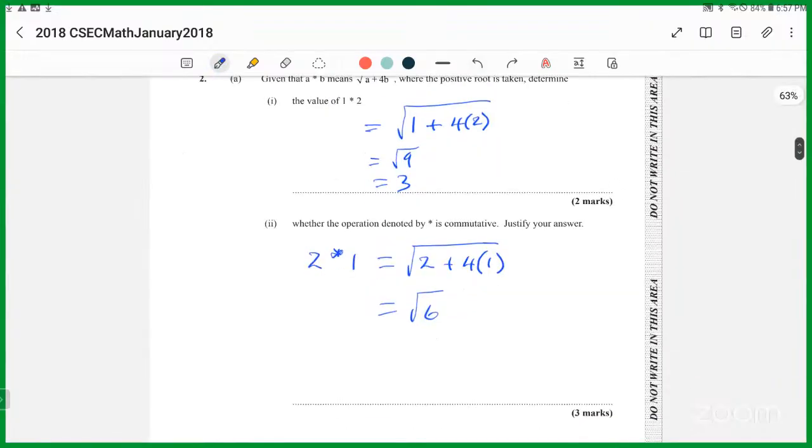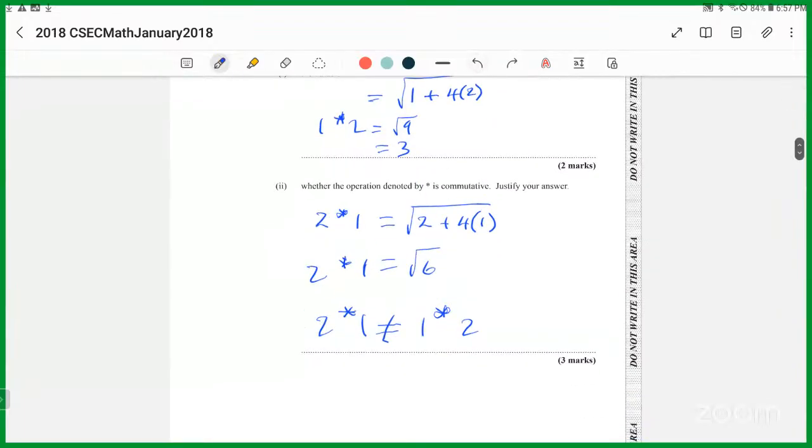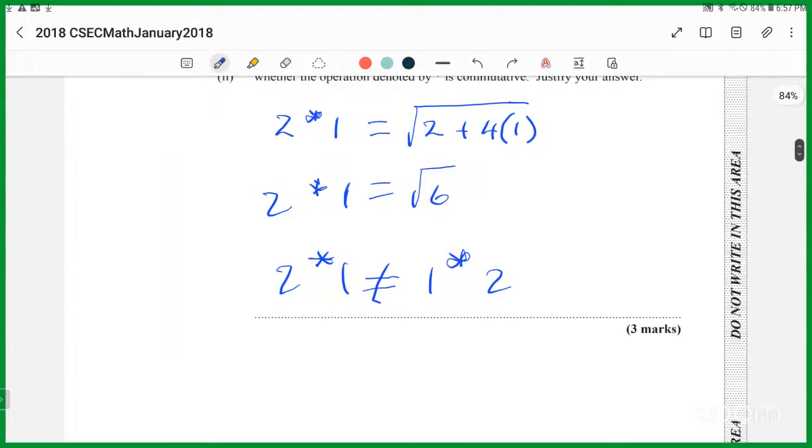And so it means then that this 2 star 1 is not equal to 1 star 2, because 2 star 1 is root 6, while 1 star 2 is root 9 or 3. So because when you reverse the order of this operation, the result is not equal, it means that this star operation is non-commutative. And so we can draw the conclusion and say, therefore, star is not commutative.